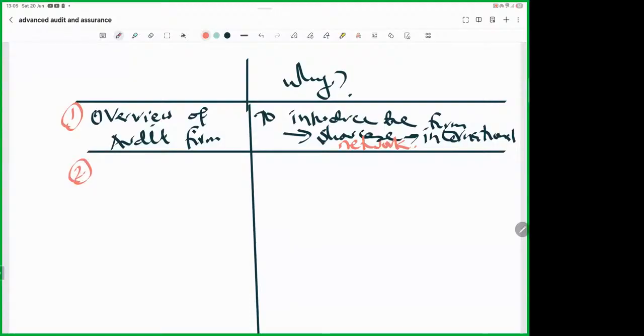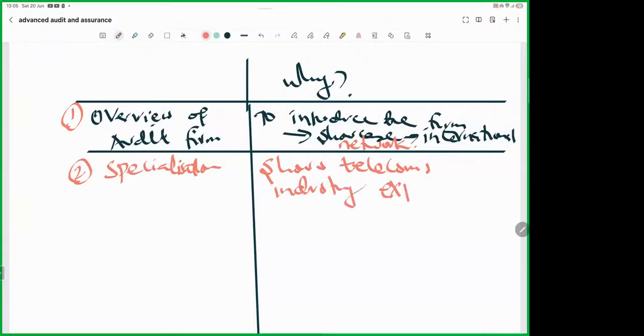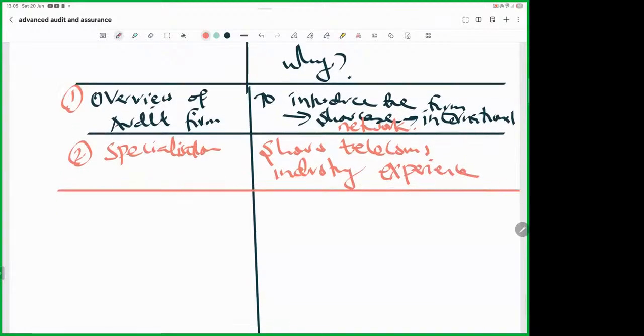Number two, ladies and gentlemen, specialization. We're in telecoms. Here, I would want you to show the telecommunications industry experience. It's an item that must be included.